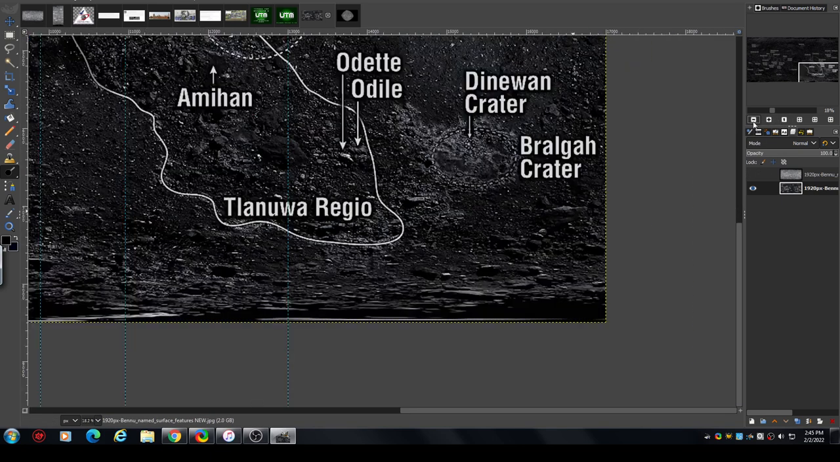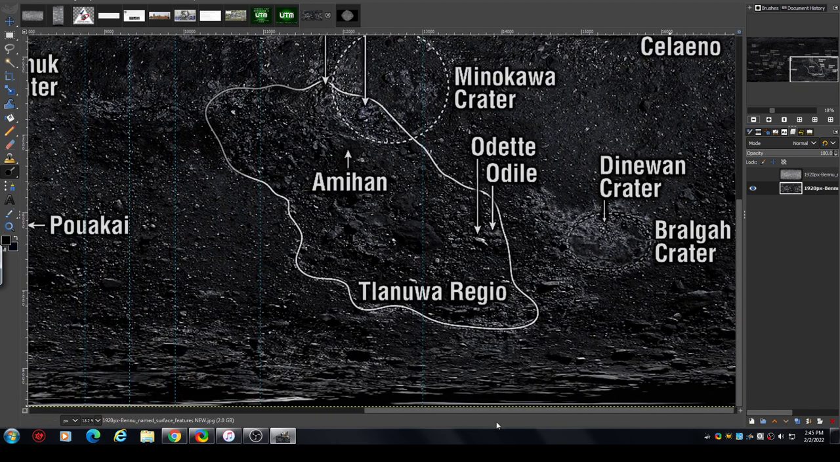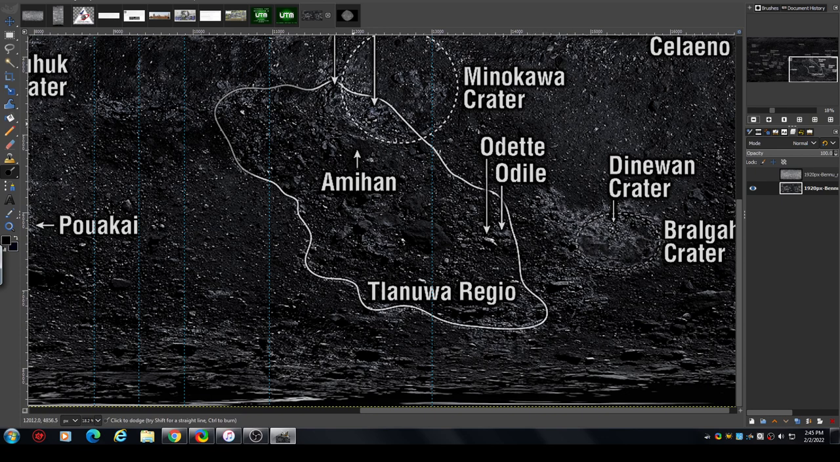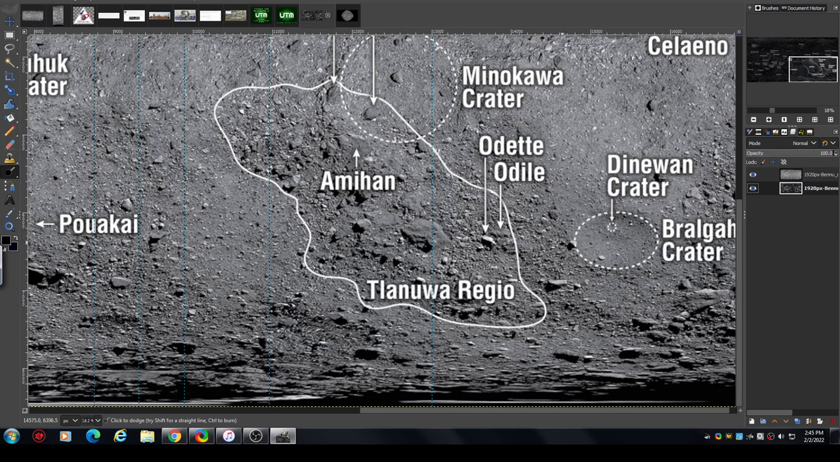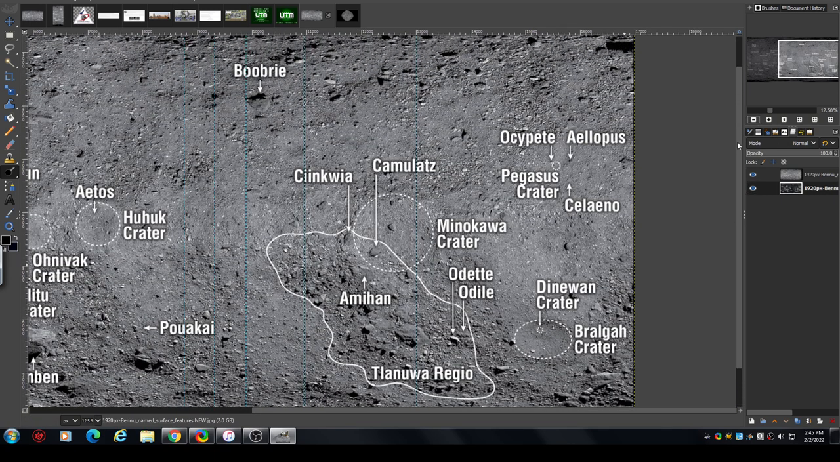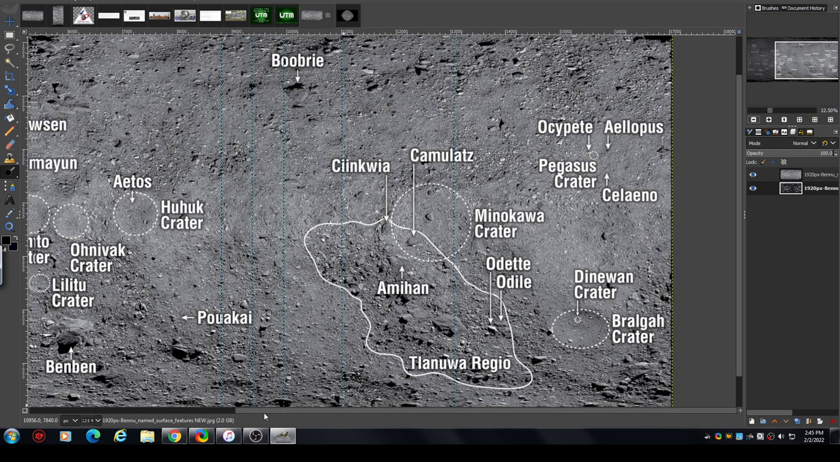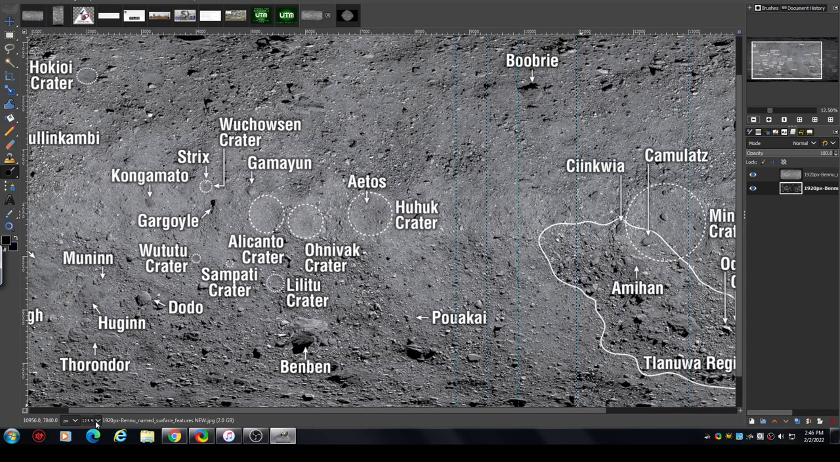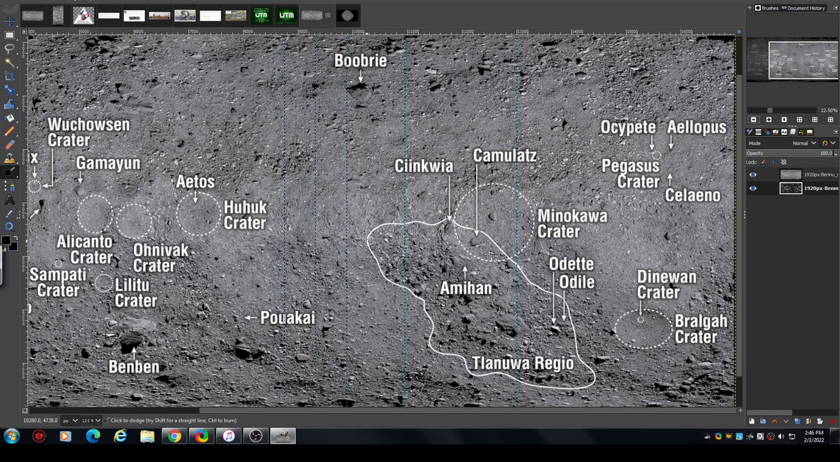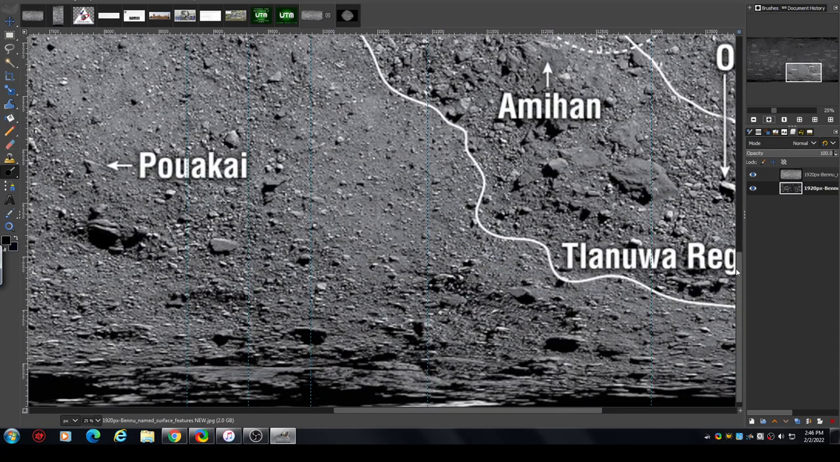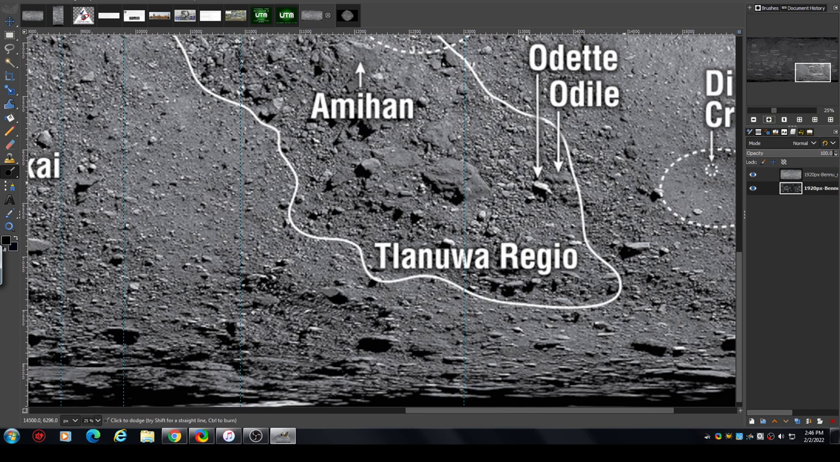Okay, so when I was trying to get my head around this map, because this apparently is so small, and if you look at the original image, it doesn't really tell you that there are any craters. Doesn't look like there are any craters. And this area, the Tanuwa Regio, how do they decide what an area is, and there must be a reason for there being an area. There must be some interest in it.